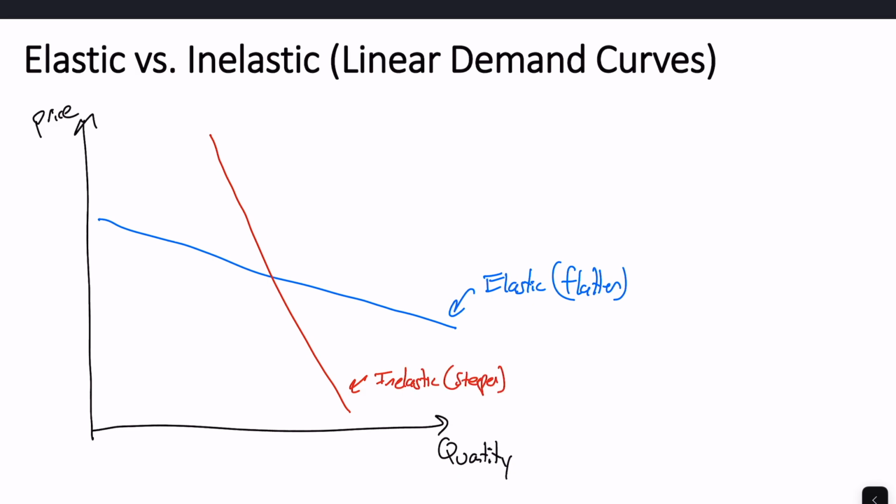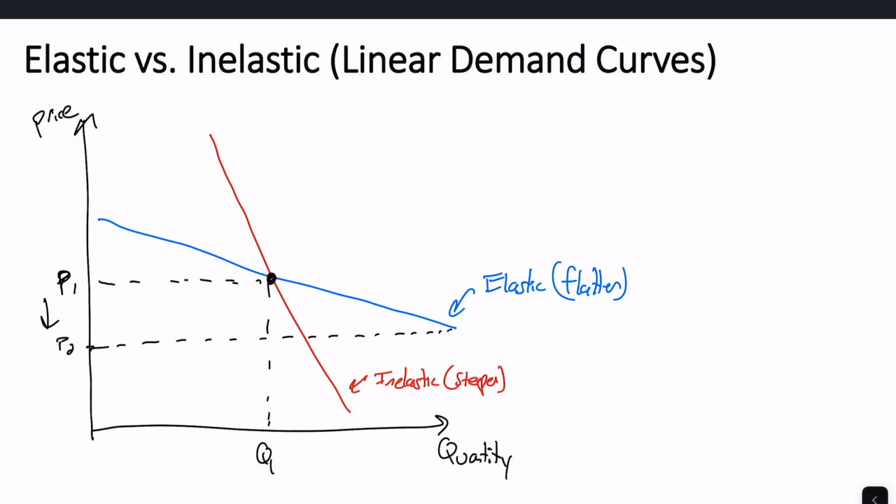Steeper. Okay. So I want to do a price change. Let's just start from this price change P1 here. And that's going to give us quantity 1 on both graphs. That's why I'm starting from where they intersect. We're going to lower price down to P2. And we want to see the change in quantity across these two curves.